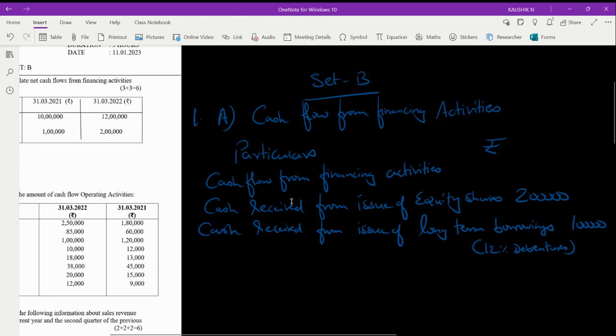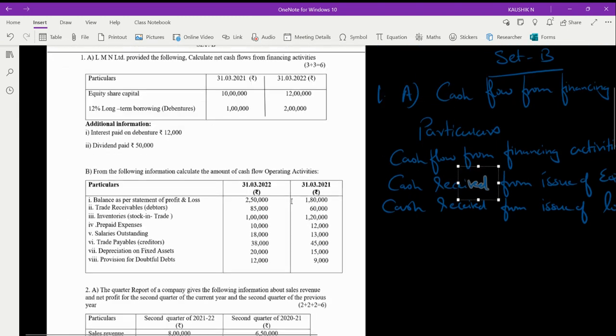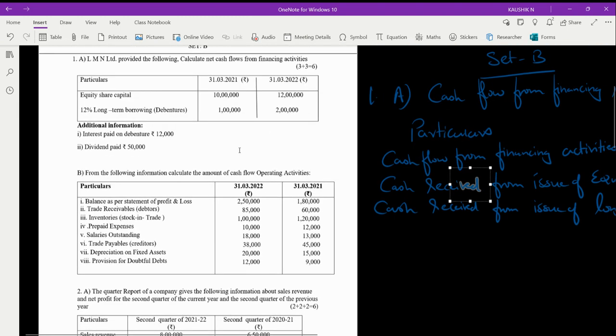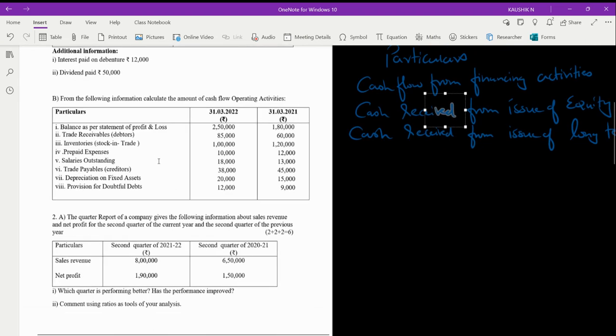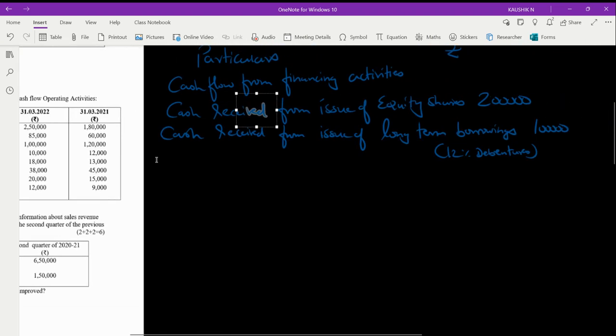Now, coming up to your additional information, you have two more items. What are they? Interest paid on debentures. So that means it is an outflow of cash, and dividend paid is also an outflow of cash. These two items are to be subtracted. So you can use cash used in payment of interest on long-term borrowings, 12 percentage, 12,000 rupees. Okay, so you are going to record now the payments, one below the other.